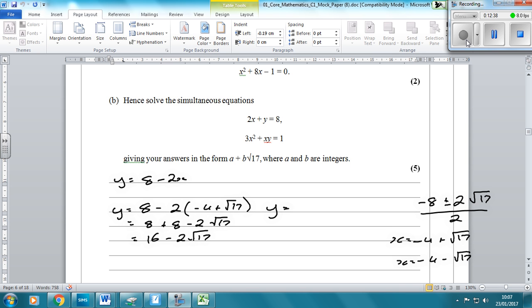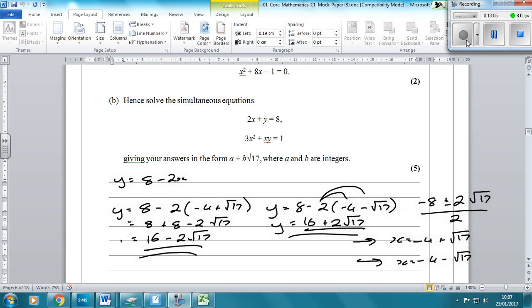If we do the same with the other one, y equals 8 minus 2 lots of minus 4 minus root 17. So if we simplify that, minus 2 times minus 4 is going to be plus 8. So that's going to be 16, and then minus 2 times minus root 17 is going to be plus 2 root 17. So those are the two values of y as well.